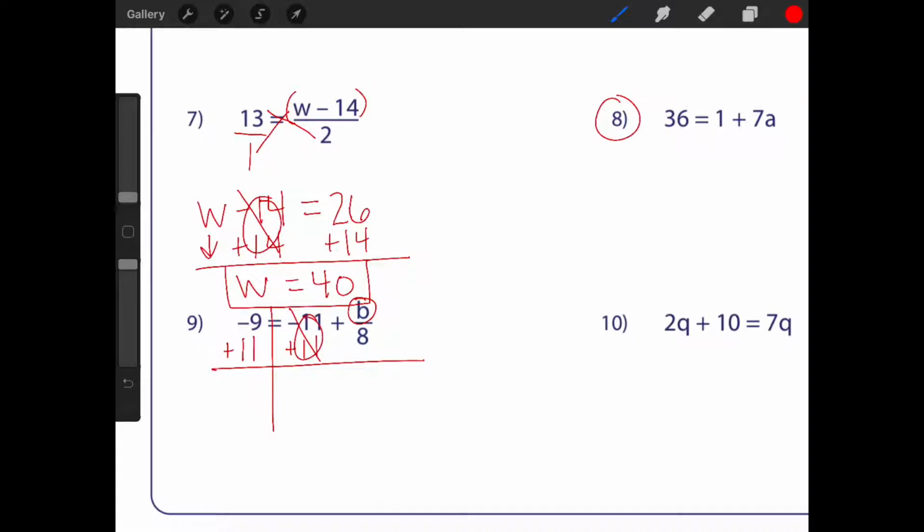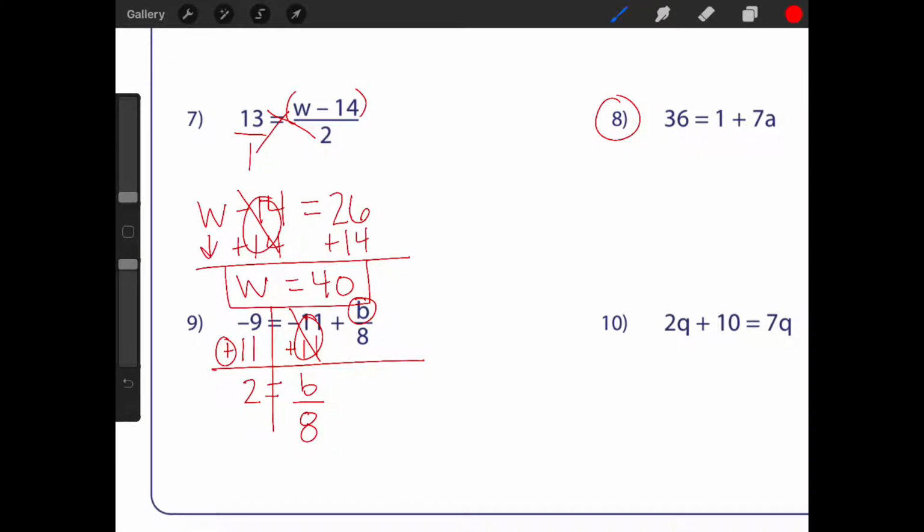And we mentioned this before if you're not using a calculator. When the signs are the opposite, we do the opposite. So 11 minus 9 is 2. And because there were more positives than there were negatives, it's a positive 2. Equals. And we still have b over 8.